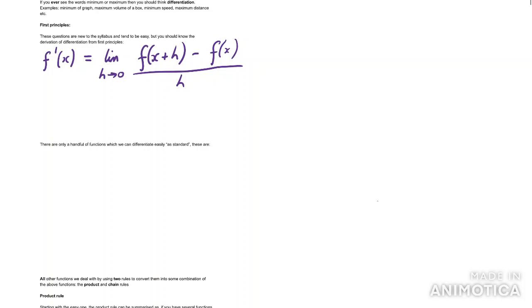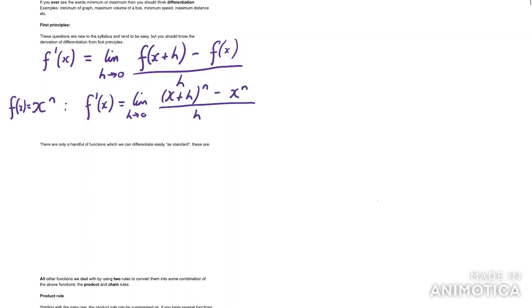For the A-level, there's not very many that we'll work with. For example, if we talk about just f of x equals x to the n, let's find out what the derivative of that is from first principles. That's going to be equal to the limit as h tends to 0 of x plus h to the n minus x to the n, all over h.